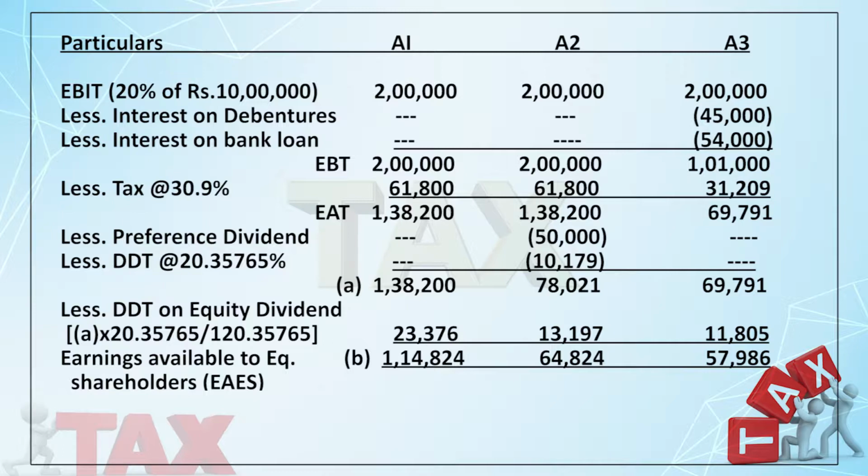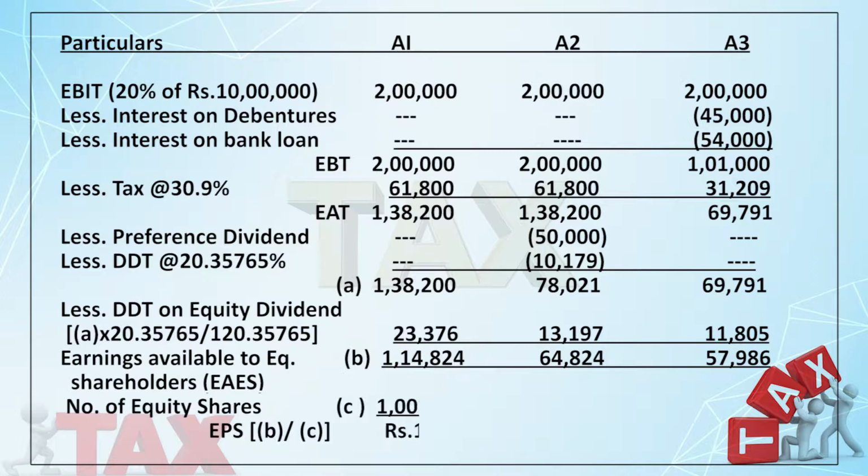So the DDT comes to the figure shown. If I deduct it, what I get is the earning available to equity shareholders. That means this part you can distribute to the equity shareholders.